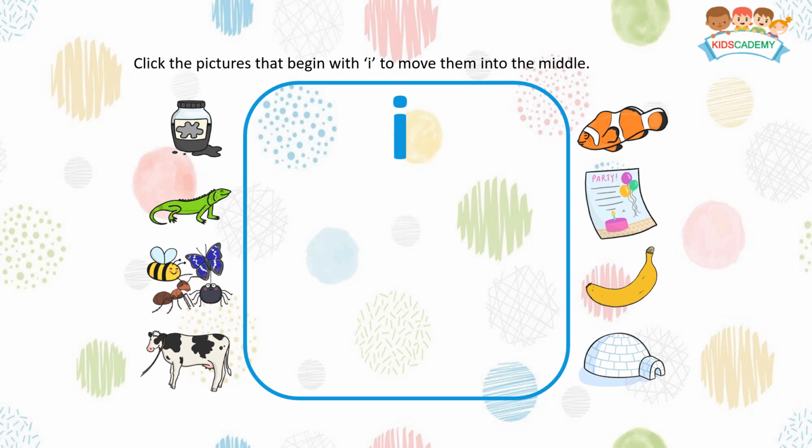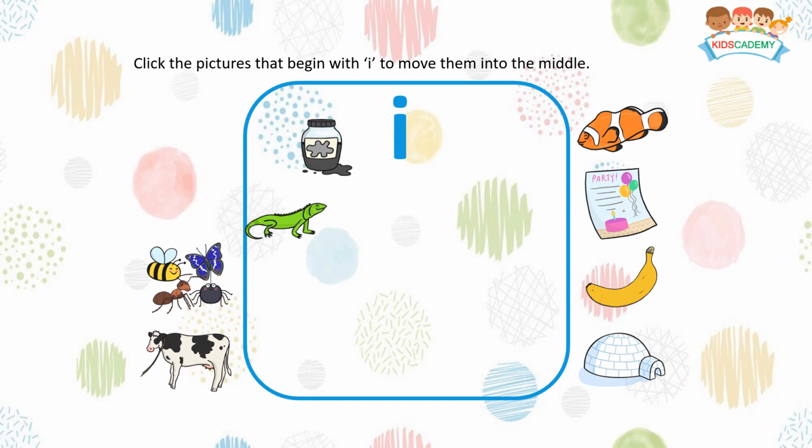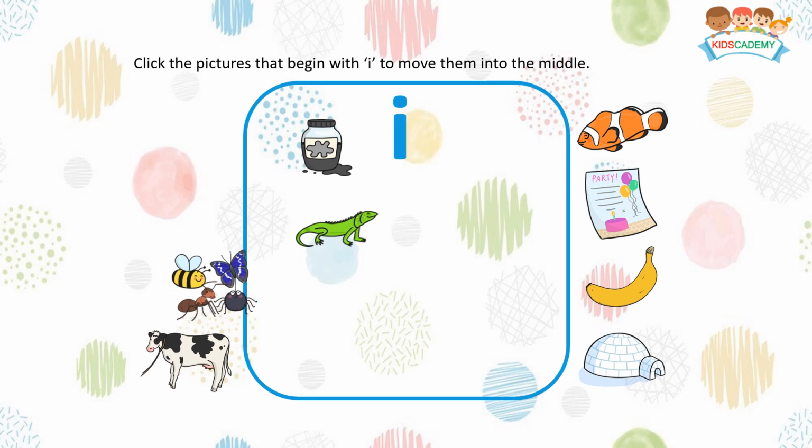Now we have to check for I sound. Which of these pictures starts with I sound? Ink. Yes. Iguana. Yes. Insects. Yes.